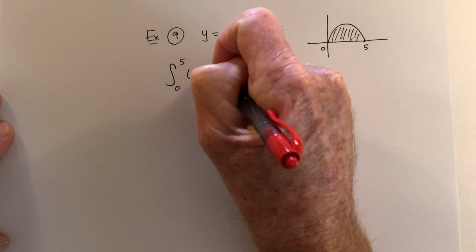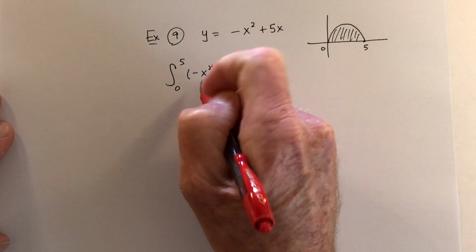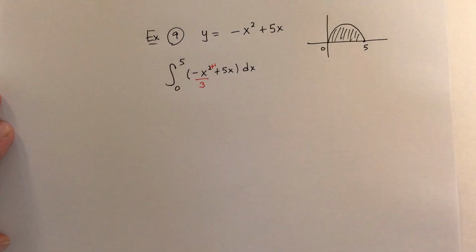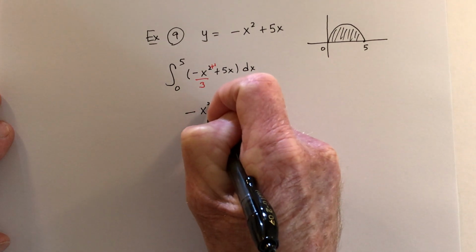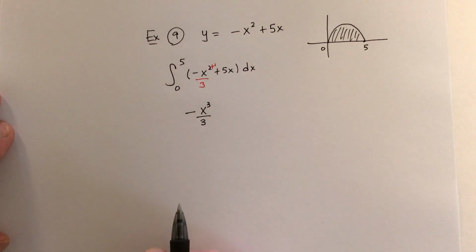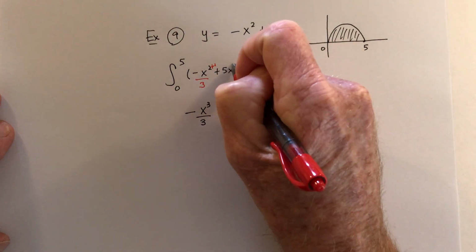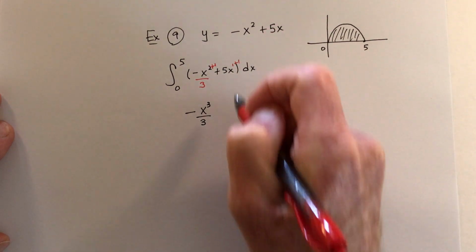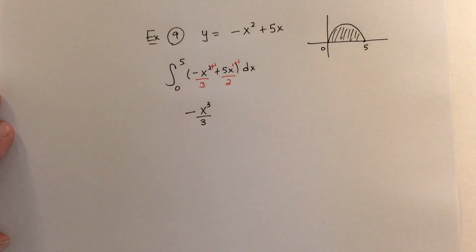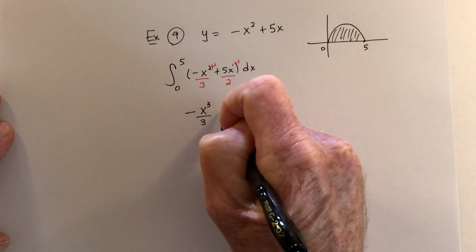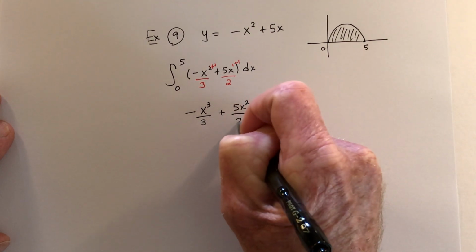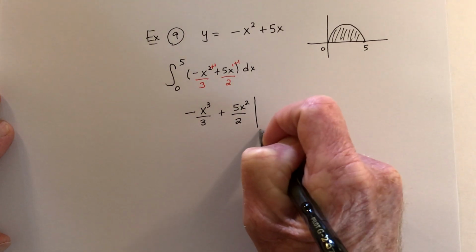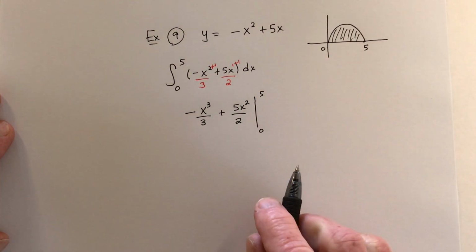So if you add 1 to the exponent, that's going to be a 3, and then divide by 3. So the first one is going to be negative x to the 3 divided by 3. And for the 5x, its exponent is a 1, so if you add 1, that becomes a 2, and divide by 2. So the next part's going to say plus 5x squared gets divided by 2. And then evaluate from 0 to 5.